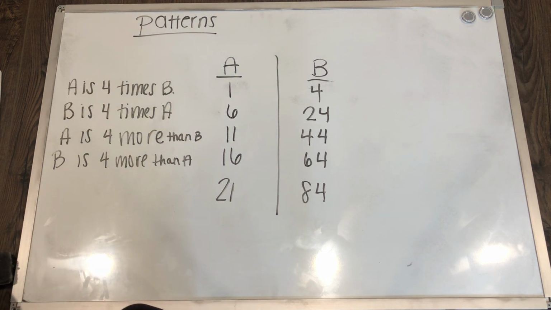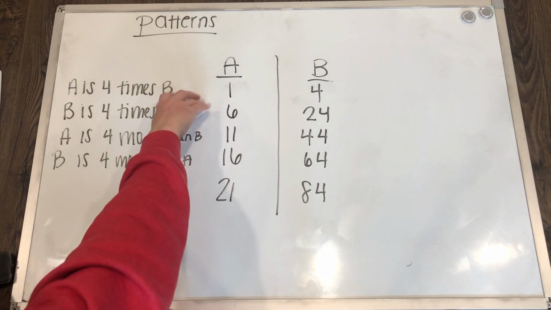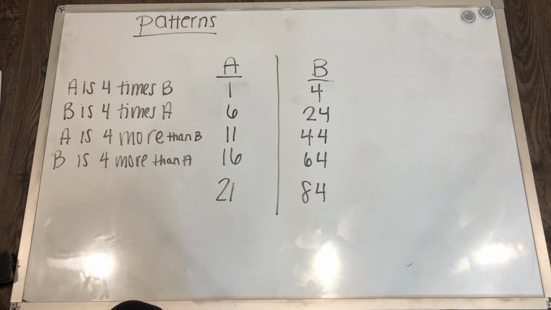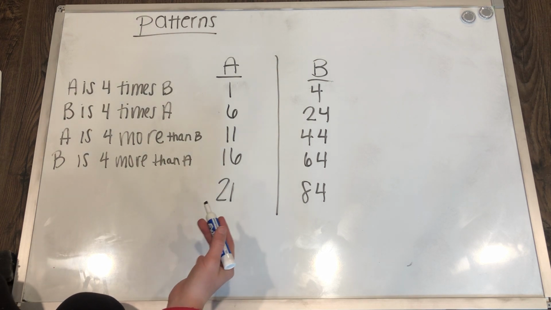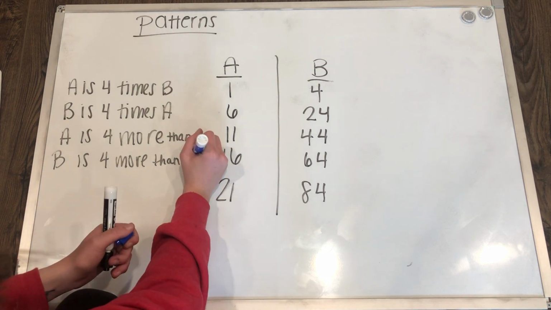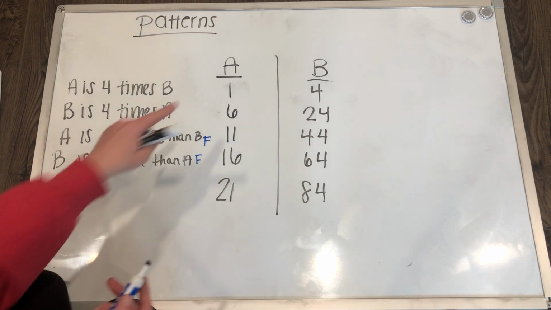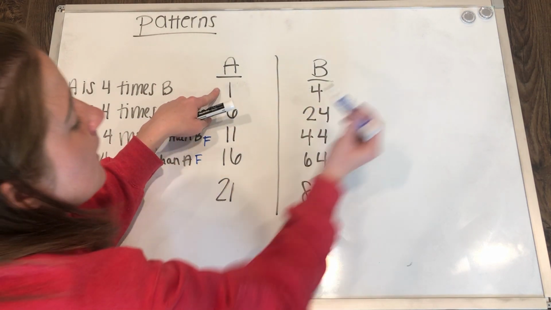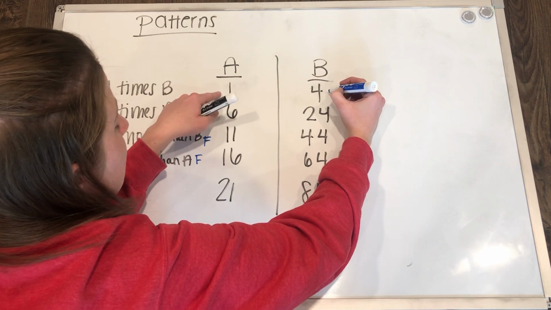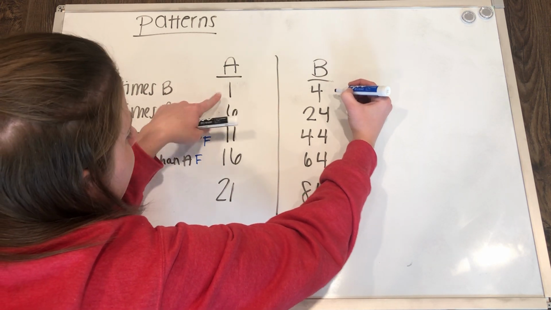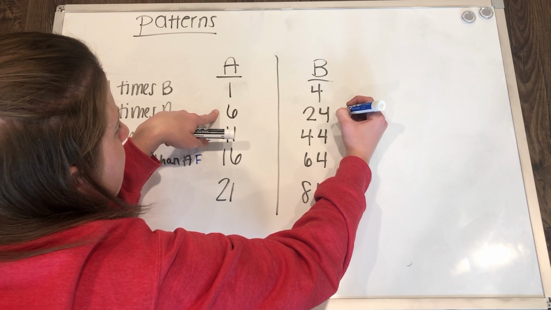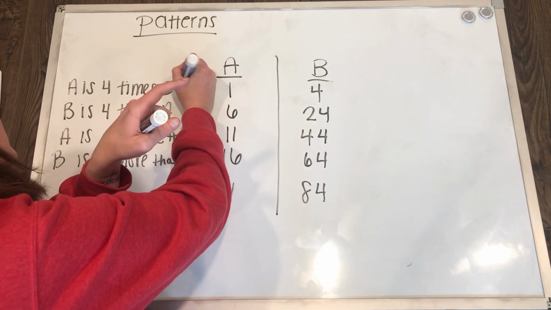So when we look at just the A and B patterns so far, 1 to 4, 6 to 24, 11 to 44, we can already say that a couple are false, because we know that we're not adding for any of these to get them, so we know that these are already false. But now let's look at the first two. This says A is 4 times B. So that means whatever A is, it's going to be 4 times B. So for this, 4 times 4 gives us 1? Well, that isn't right. 4 times 24 gives us 6? That's not right either. So this is not correct.